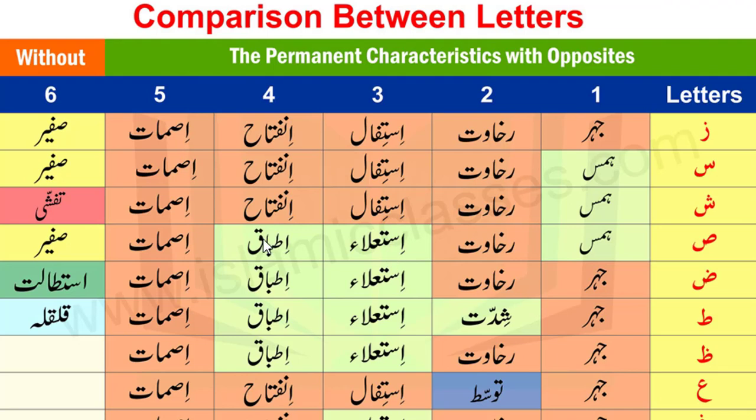Os, and Itbaq, extra bold. Os, right, Safir. And Dad, it has Jahar, Rakhawa, Isti'la, Itbaq, Ismat, Istitala. You can watch my earlier tutorials on these qualities, I already made them. Here I am just telling you the comparison a little bit.